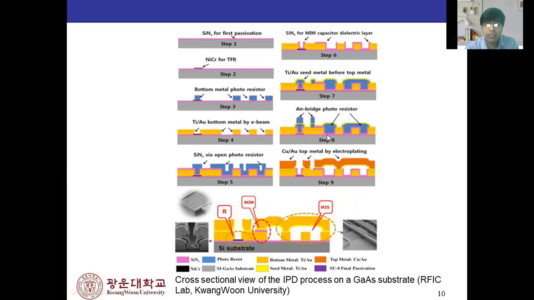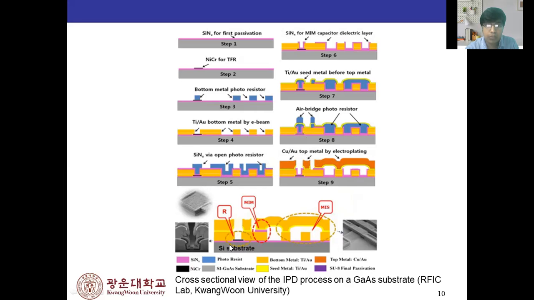And after step 7, in step 8, we produce the SU-8-based photoresist by the SU-8 photo process. After that, in step number 9, the chromium and gold top metal is deposited by the electroplating process. The orange is one of them. Basically, after this process, we can see that a resistor is also produced.